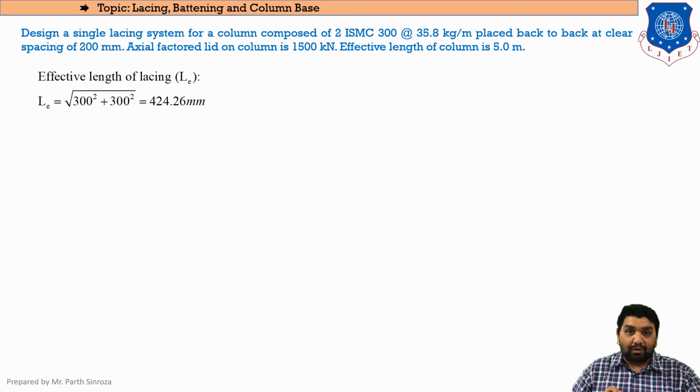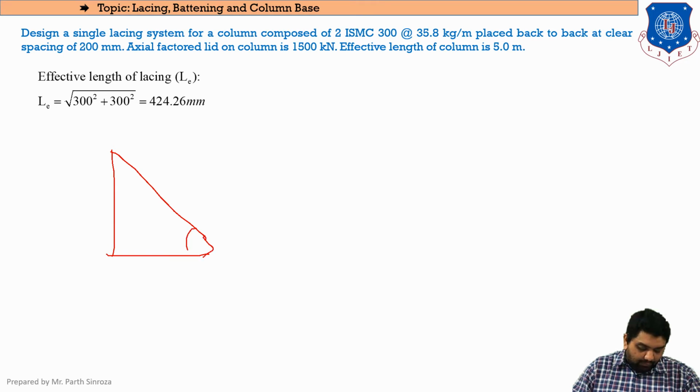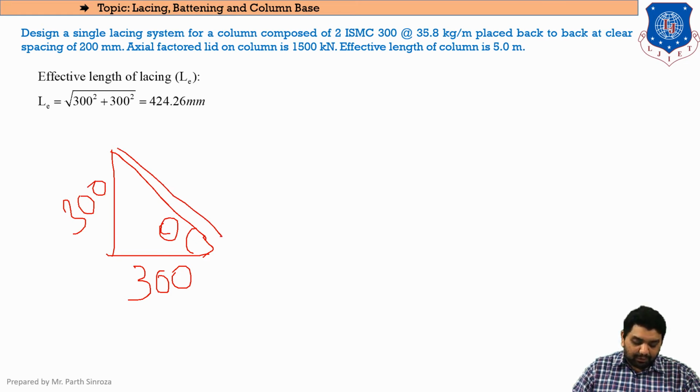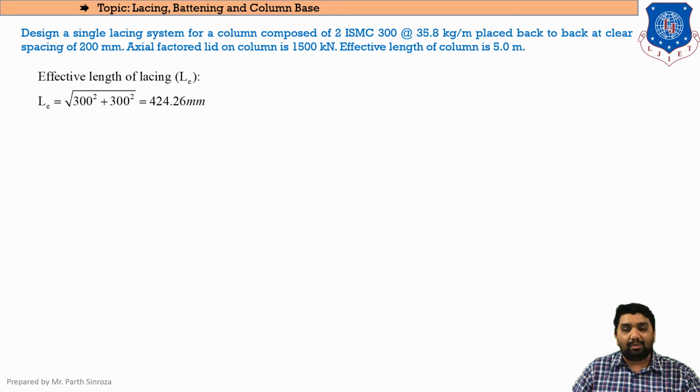First we will be providing the effective length, and effective length will always be found using the Pythagoras theorem. For example, this angle we have always taken as theta, and we have already assumed theta to be 45. This was our horizontal distance, that was 300, and this was also 300. So this incline, that means the hypotenuse, will be under root 300 square plus 300 square, clear, from the Pythagoras theorem. So that comes out to be 424.26 mm. So the effective length of lacing comes out to be 424.26 mm.